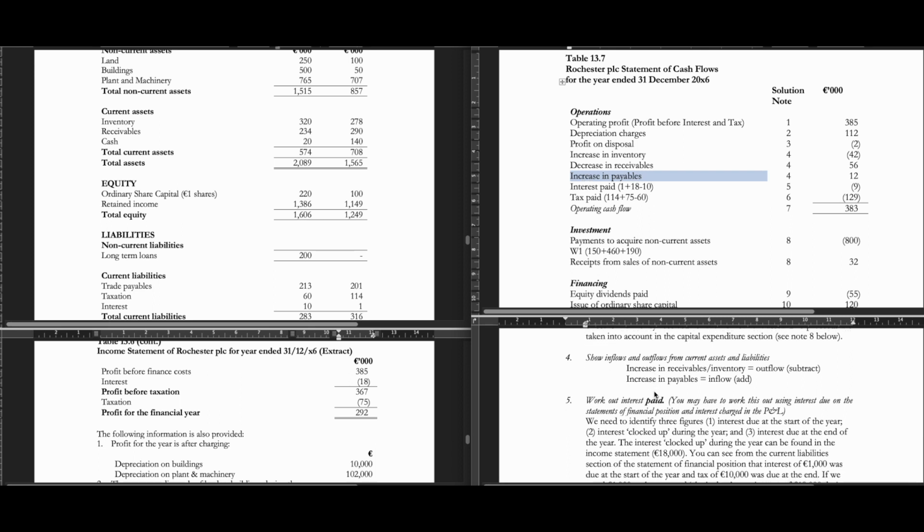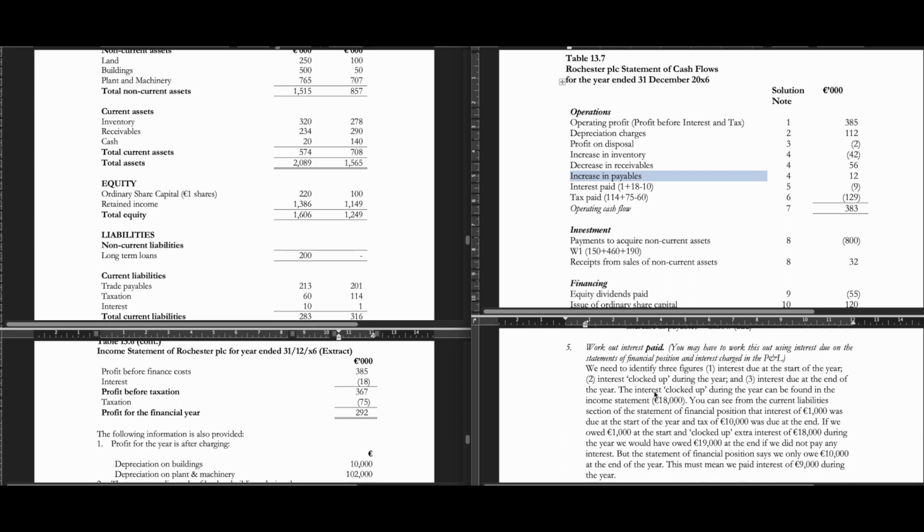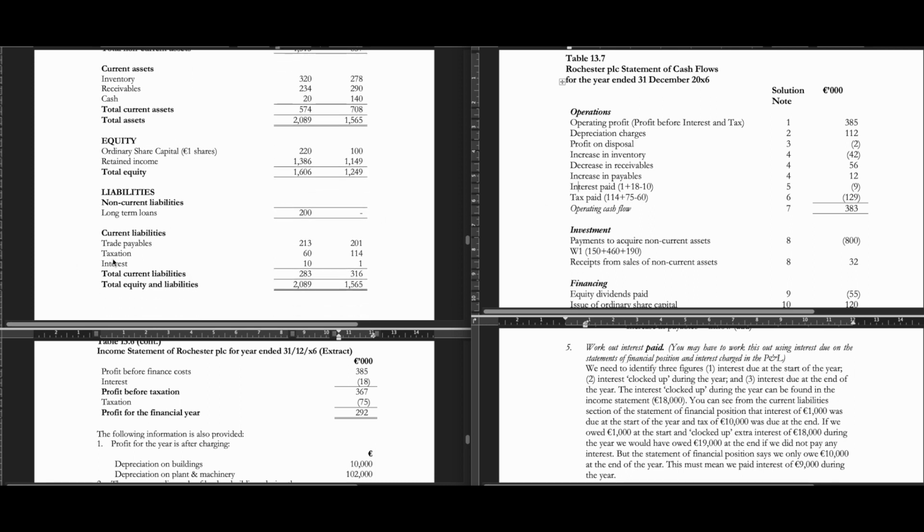The next thing we need to work out is interest paid. Okay, so here this one's, sometimes this is straightforward, sometimes it's not. Let's look at the balance sheet first, and we see interest is on the balance sheet. And the way to interpret this is, last year we owed 1,000 of interest at the end of the year. This year we owe 10,000 at the end of the year. We've another piece of information down here in the profit and loss account, or the income statement. We charged 18,000 of interest for the year.